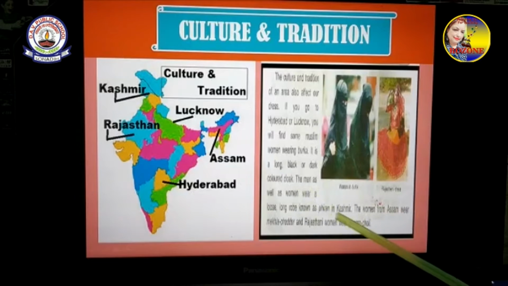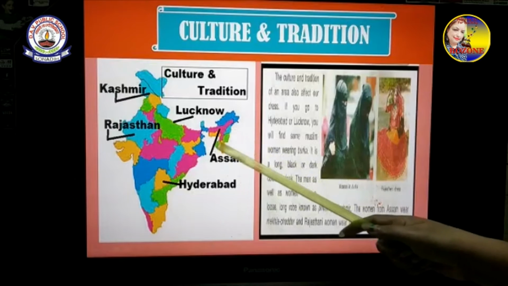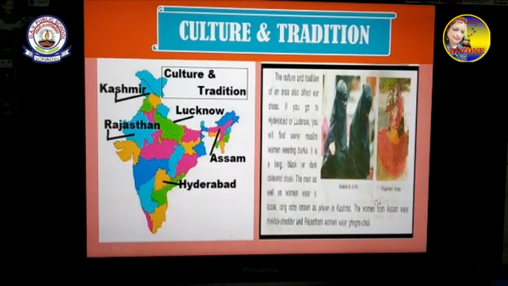The men as well as women wear a loose long robe known as firan in Kashmir. If you go to Kashmir, this is Kashmir, you will find the men and the women wear a long, very loose, baggy type of kurta, you can say. It is known as firan. And in Assam, if you go, you will see the ladies over there wear a particular dress known as Mekhla Chadar. And in Rajasthan, you will find that mostly the ladies are wearing what? Ghaghra Choli. So I hope you have understood this much about culture and traditions and the dresses based on culture and traditions.